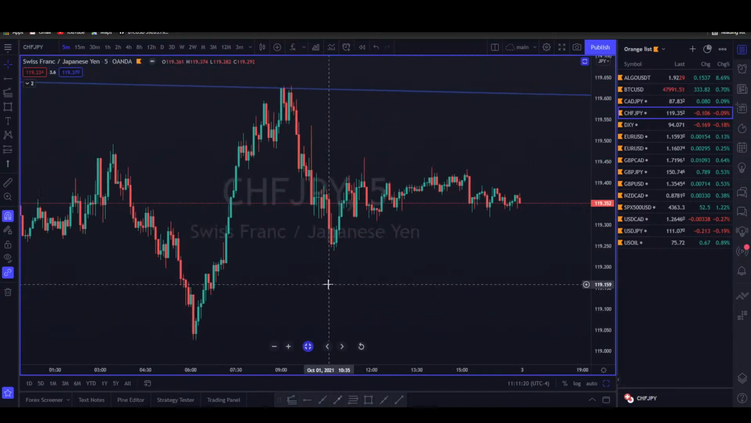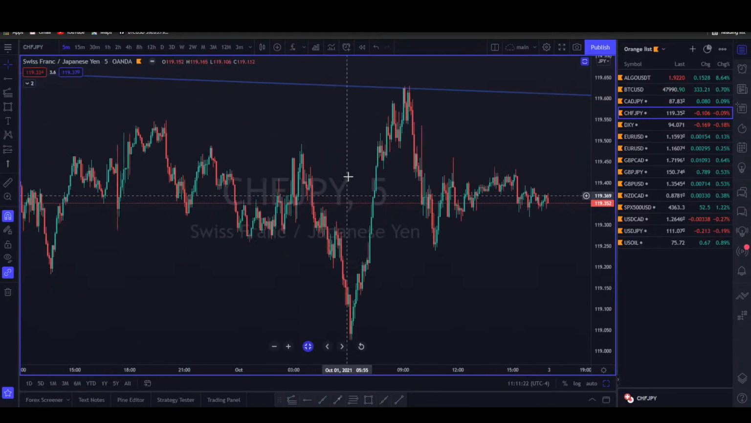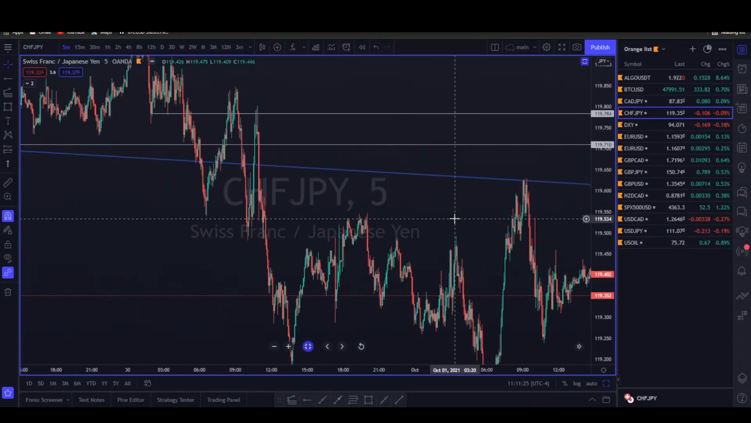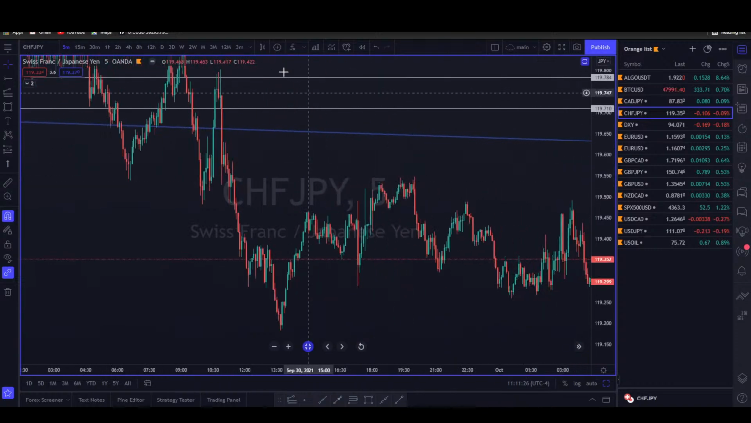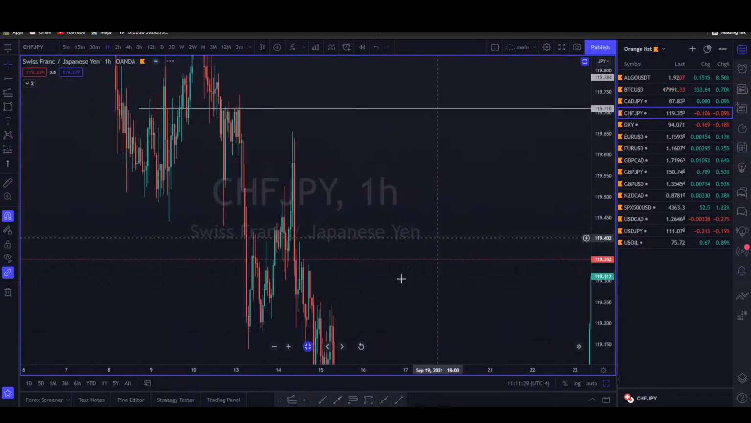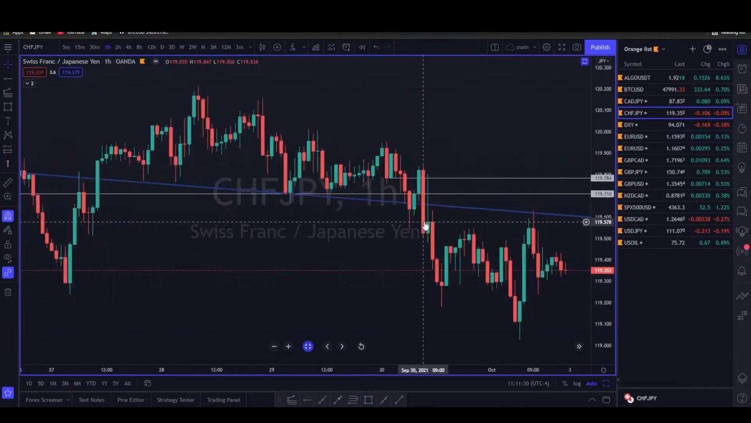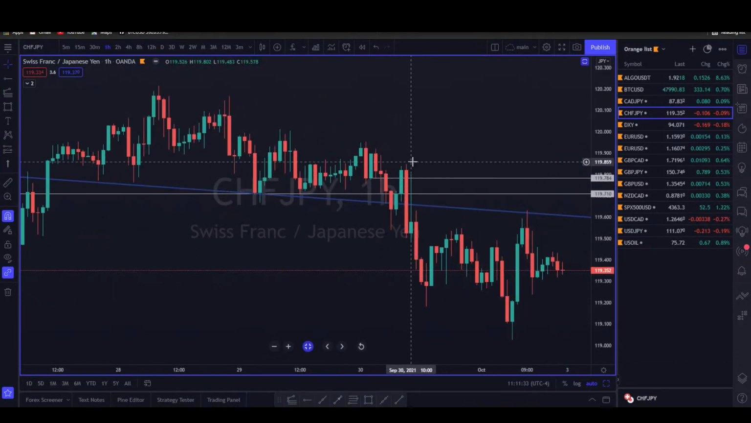Swiss yen. Where was it? It was a short, but it was a good one. Let me go over here real quick, guys. Just bear with me. Okay, here we are. This is where it was, right through here.